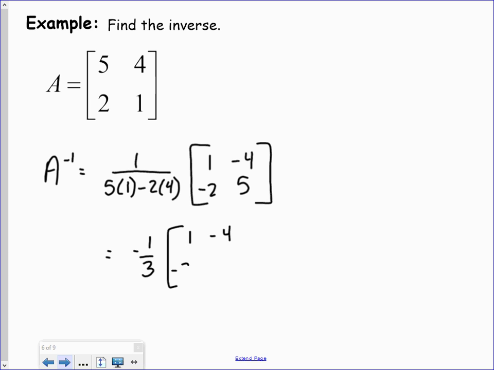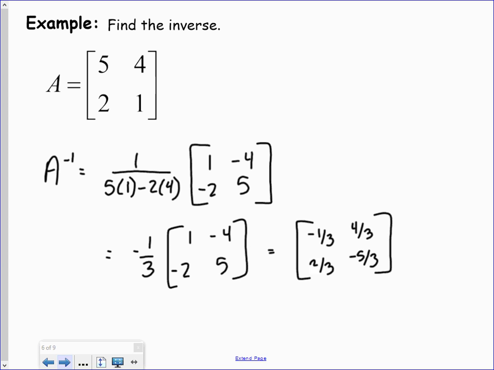And I would request, if I ask you to find the inverse, that you take that scalar and you multiply it through your actual matrix, so that all you have is a matrix, not a matrix and a scalar in front. So my final answer for the inverse of A would be something like negative 1/3, positive 4/3, positive 2/3, and negative 5/3. Is that okay that I have fractions there? Yes. Totally okay. Any questions?